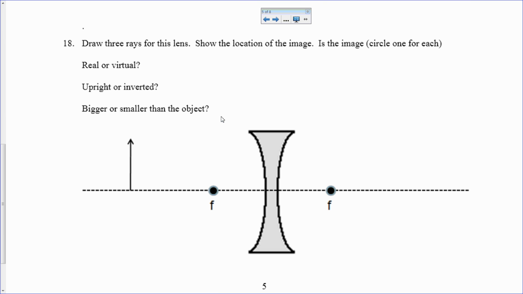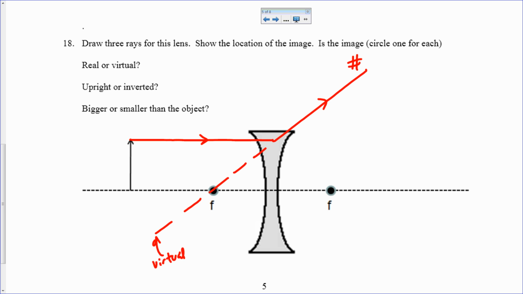Draw 3 rays for this lens, show the location of the image. So my first ray will be parallel to the axis, and then it goes through the focal point. Remember, this is a diverging lens, so it does this funky thing where it goes up, such that if you traced it back, it would go through the focal point. And I went and traced it back because this is one of my virtual rays. That is the refracted ray traced back, and my image will lie somewhere along that ray. This was rule number 1, by the way, from our rules.